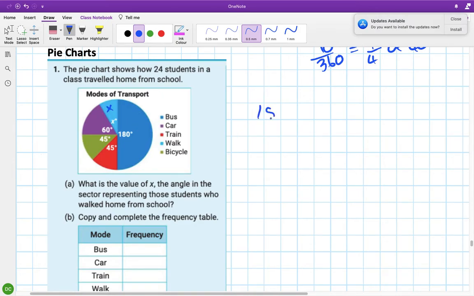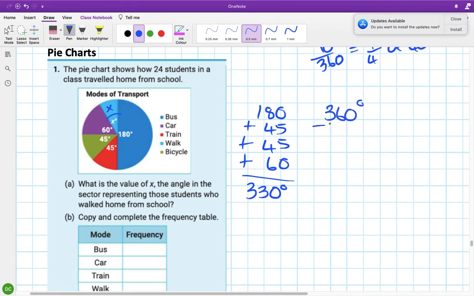Okay, so we have 180, we have 45, 45, and we have 60. So that brings us to 330. So 330 degrees of the circle has been accounted for. So the leftover bit, we figure that out by taking away from the amount of degrees in a full circle, which is 360 degrees. So if we do 360 minus 330, we get 30 degrees for x.